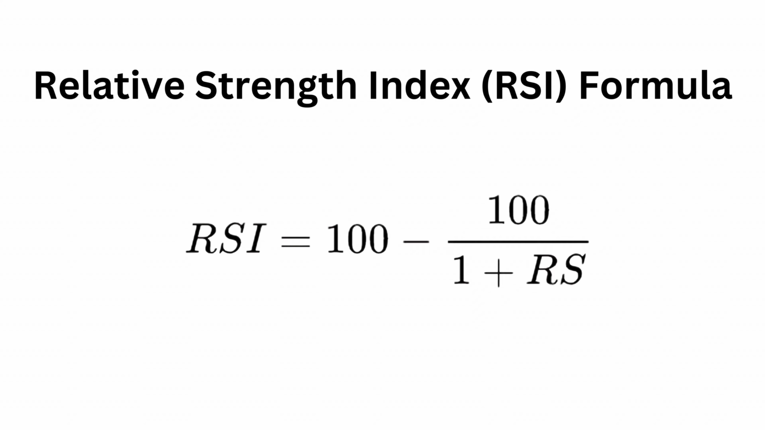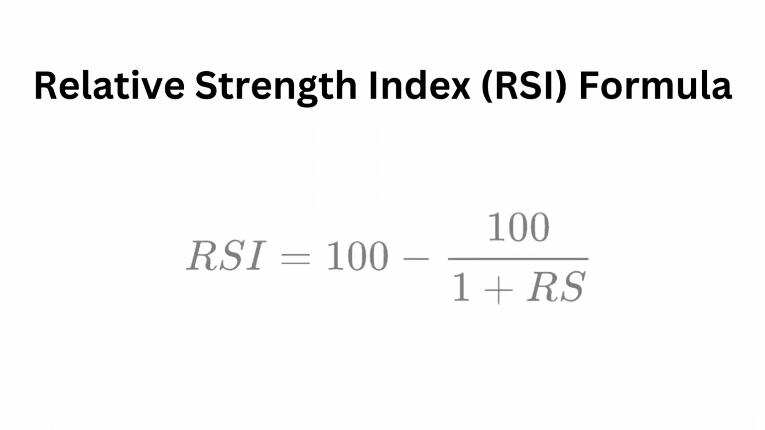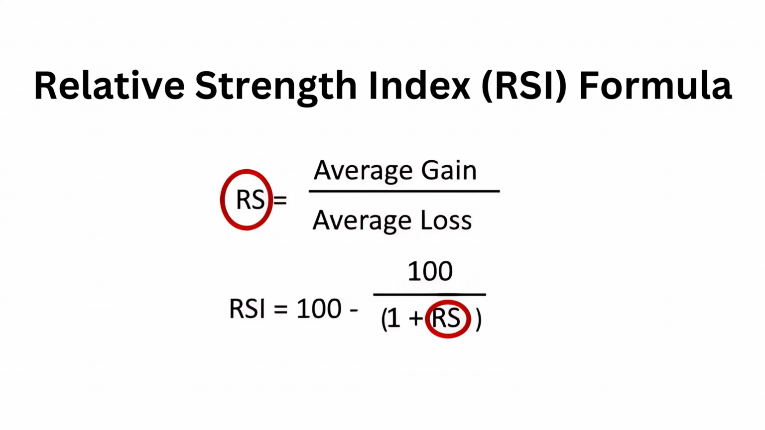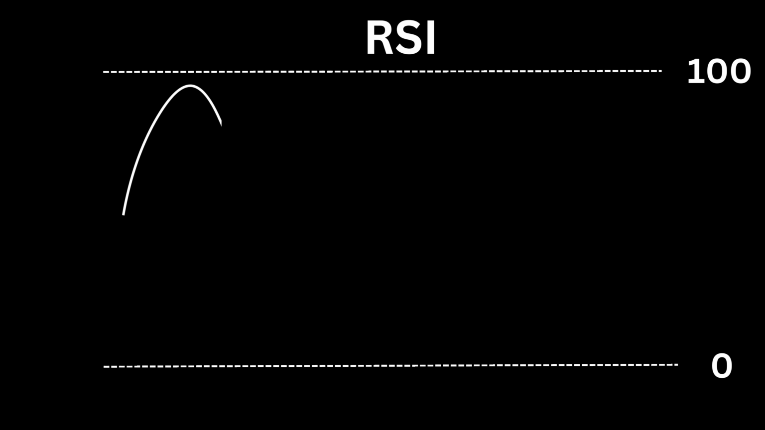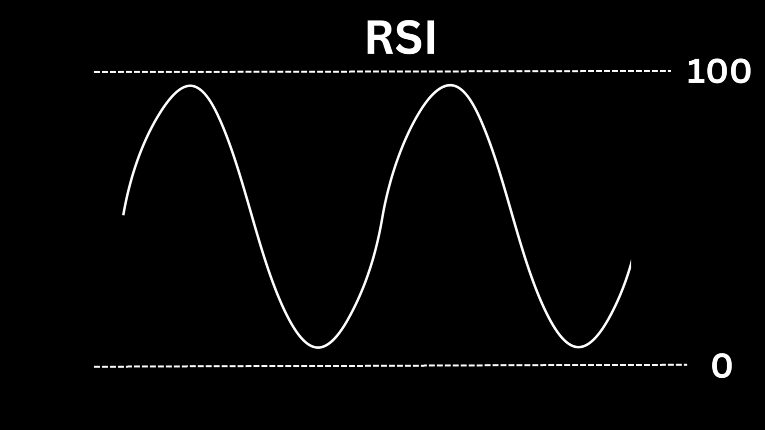RSI is calculated using the following formula, where RS, or relative strength, is the average gain of up periods during the specified time frame divided by the average loss of down periods during the specified time frame. The RSI oscillates between 0 and 100.